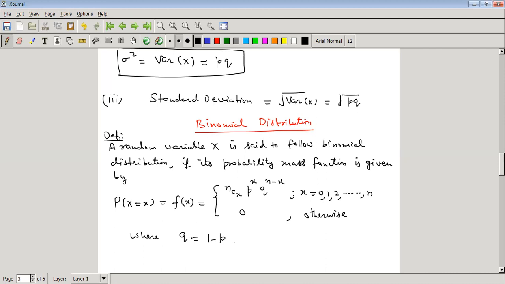Now, what are the conditions for binomial distribution? The number of trials n is finite. The trials are independent of each other. The probability of success p is constant for each trial. Each trial must result in a success or a failure.